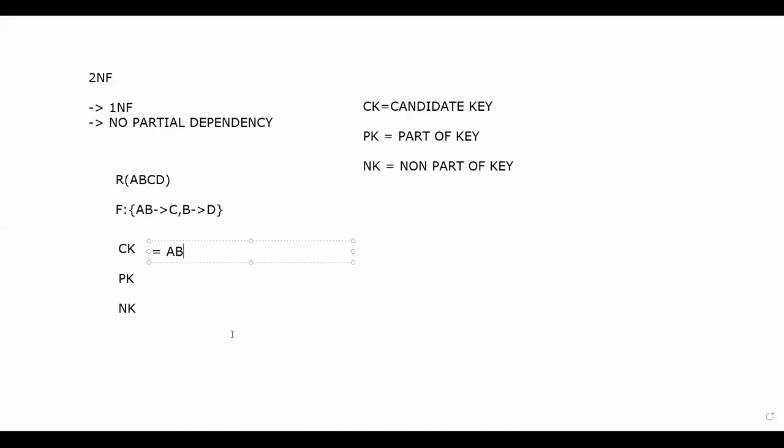Ma'am, please explain once how AB is the candidate key. Surbhi, I taught you yesterday how to find the candidate key, didn't I? Yes, ma'am. So take the question and find the candidate key. Find it. Okay.